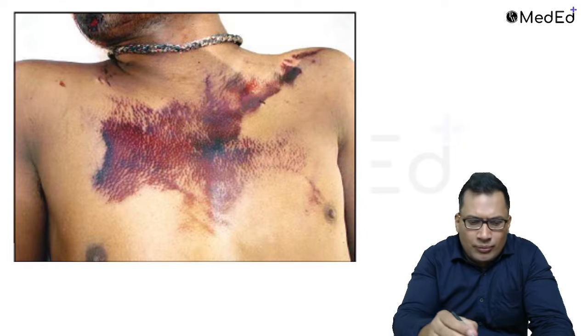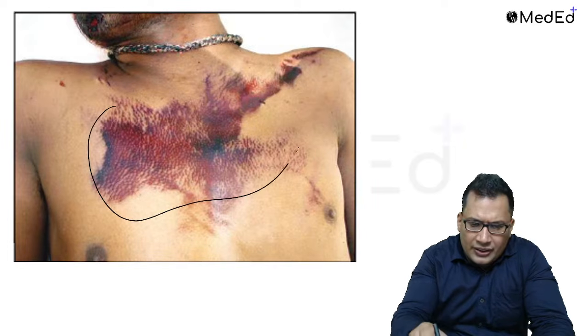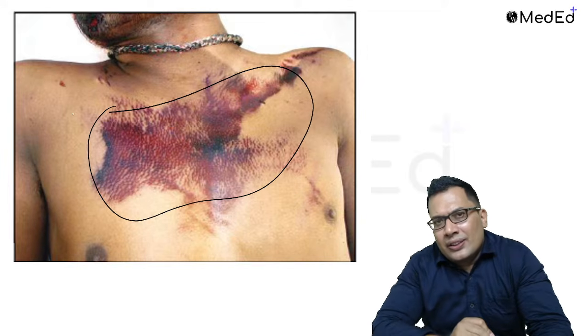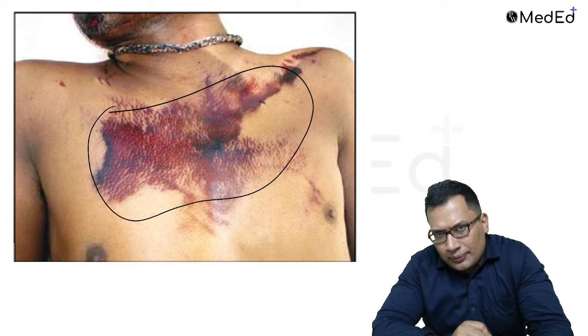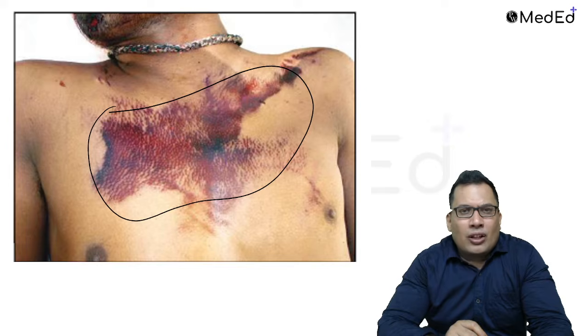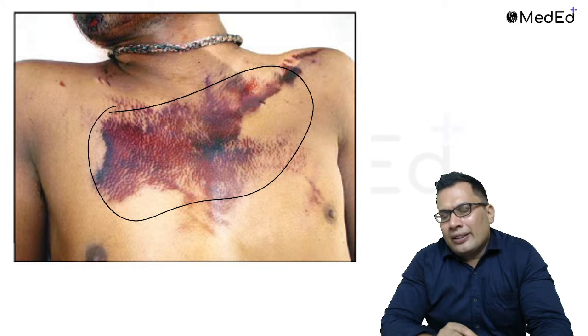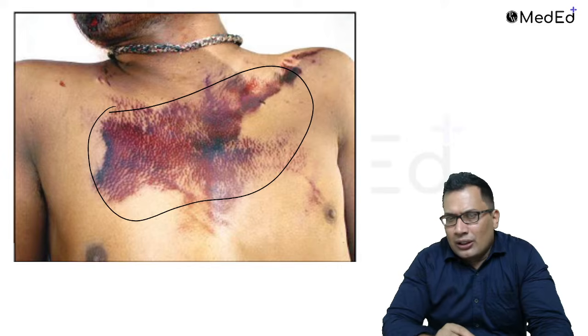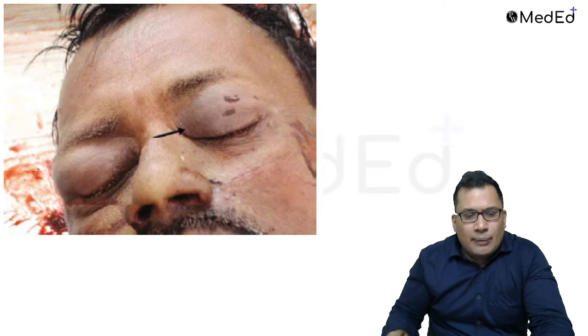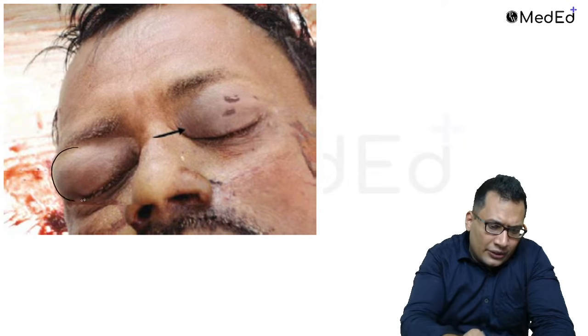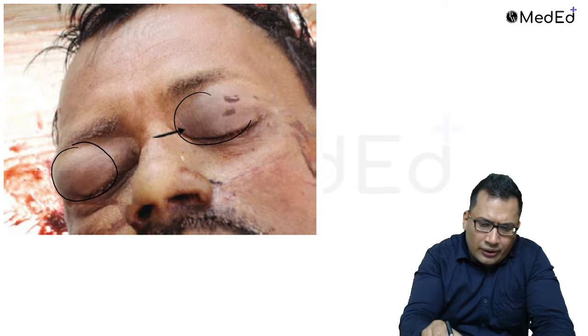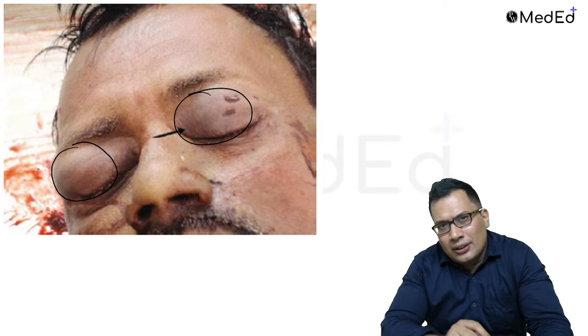Or sometimes an image can be given like this. What is this? This is contused abrasion over the front of the chest. You need to mention the length and also the width of the abrasion. Sometimes the injury can be like this. You can see what is the injury here. This is black eye.